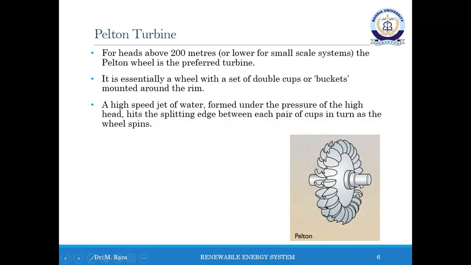A high-speed jet of water formed under the pressure of the high head hits the splitting edge between each pair of cups in turn as the wheel spins. So the water is ejected at this point on this line.